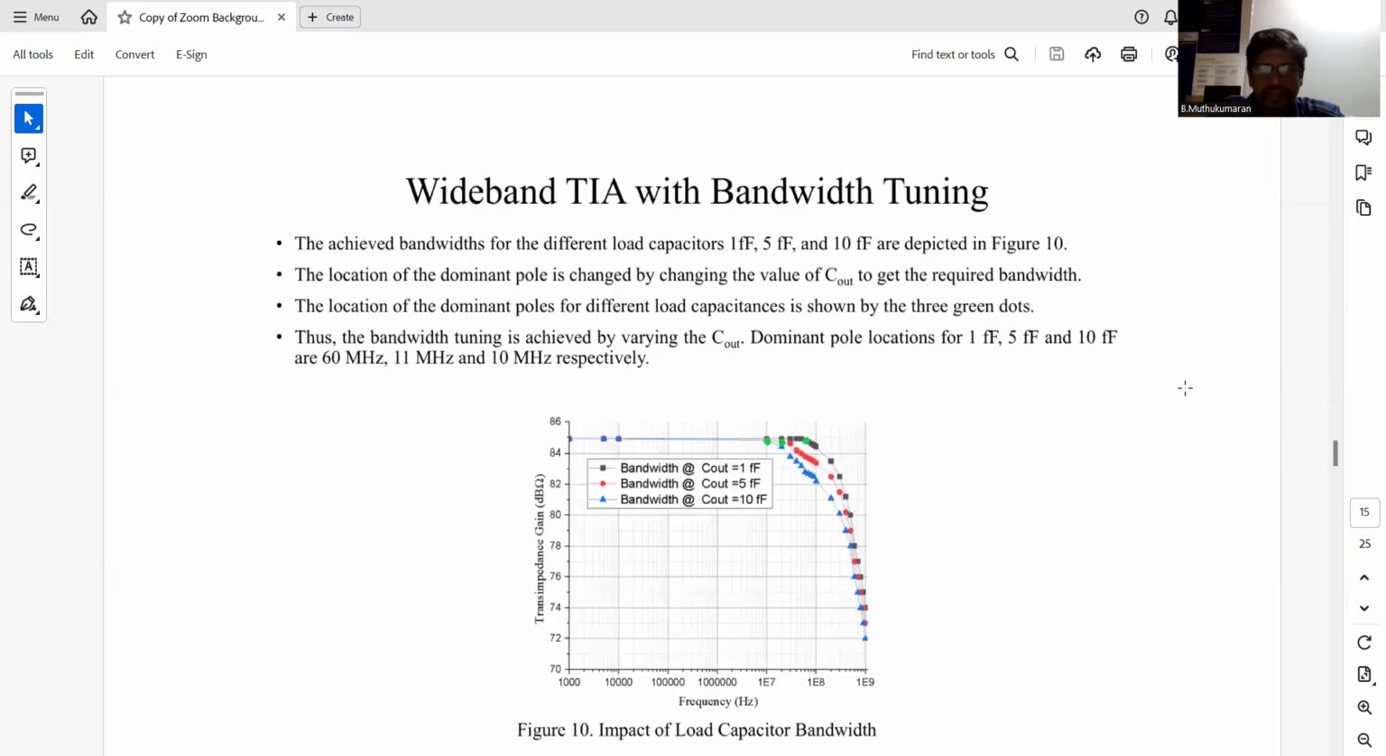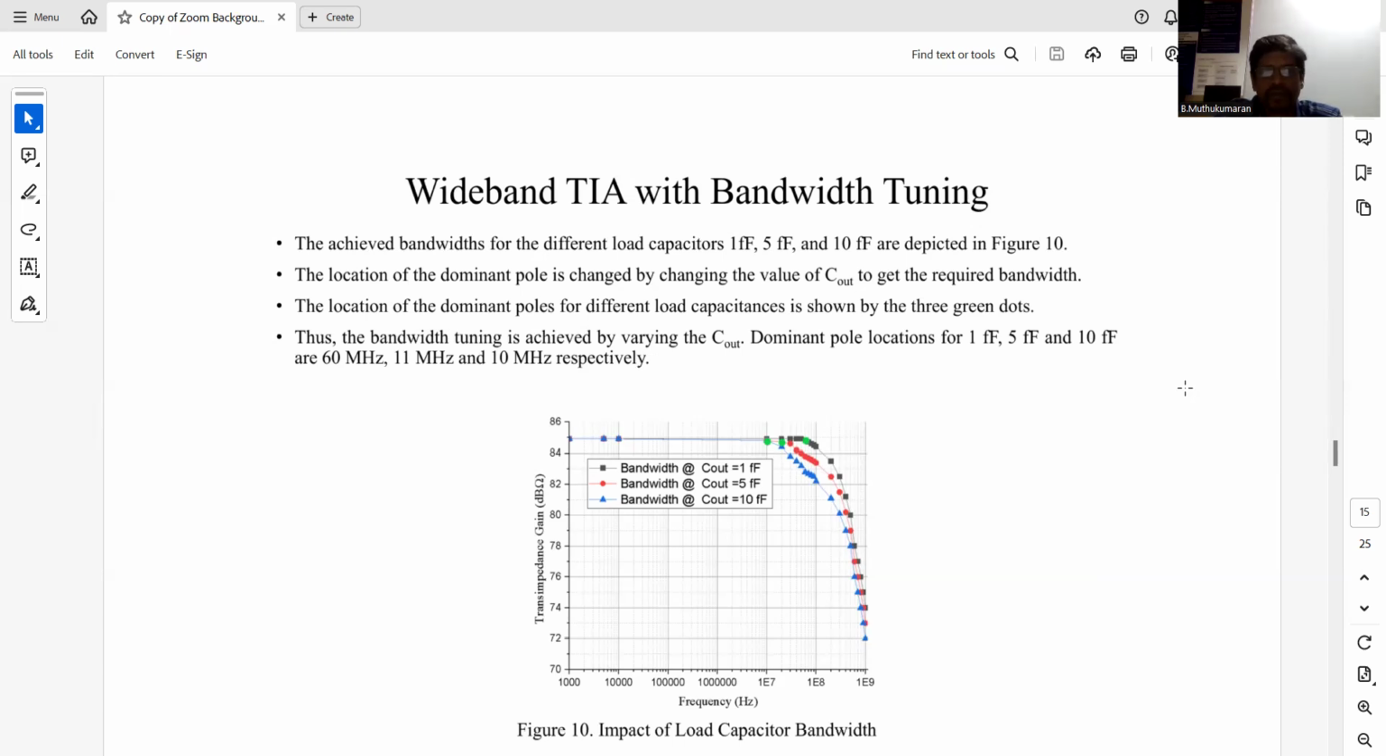So this diagram shows the impact of load capacitor on bandwidth. We have taken a 3-capacitor bank, that is 1 femtofarad, 100 femtofarad, and 1000 femtofarad. Here the achieved bandwidth for the different load capacitors is given, for example 1 femtofarad, 5 femtofarad, and 10 femtofarad.